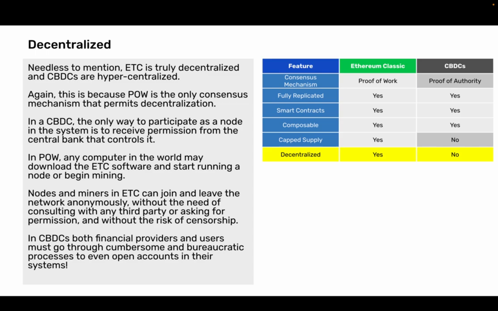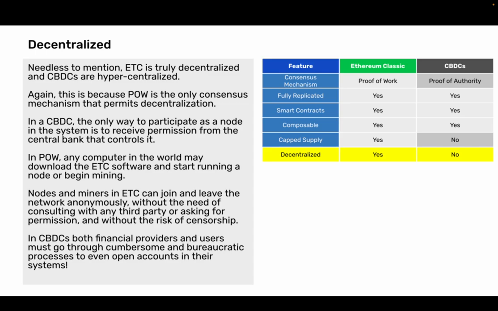Decentralized. Needless to mention, ETC is truly decentralized and CBDCs are hyper-centralized. Again, this is because proof of work is the only consensus mechanism that permits decentralization. In a CBDC, the only way to participate as a node in the system is to receive permission from the central bank that controls it. In proof of work, any computer in the world may download the ETC software and start running a node or begin mining. Nodes and miners in ETC can join and leave the network anonymously without the need of consulting with any third party or asking for permission, and without the risk of censorship.